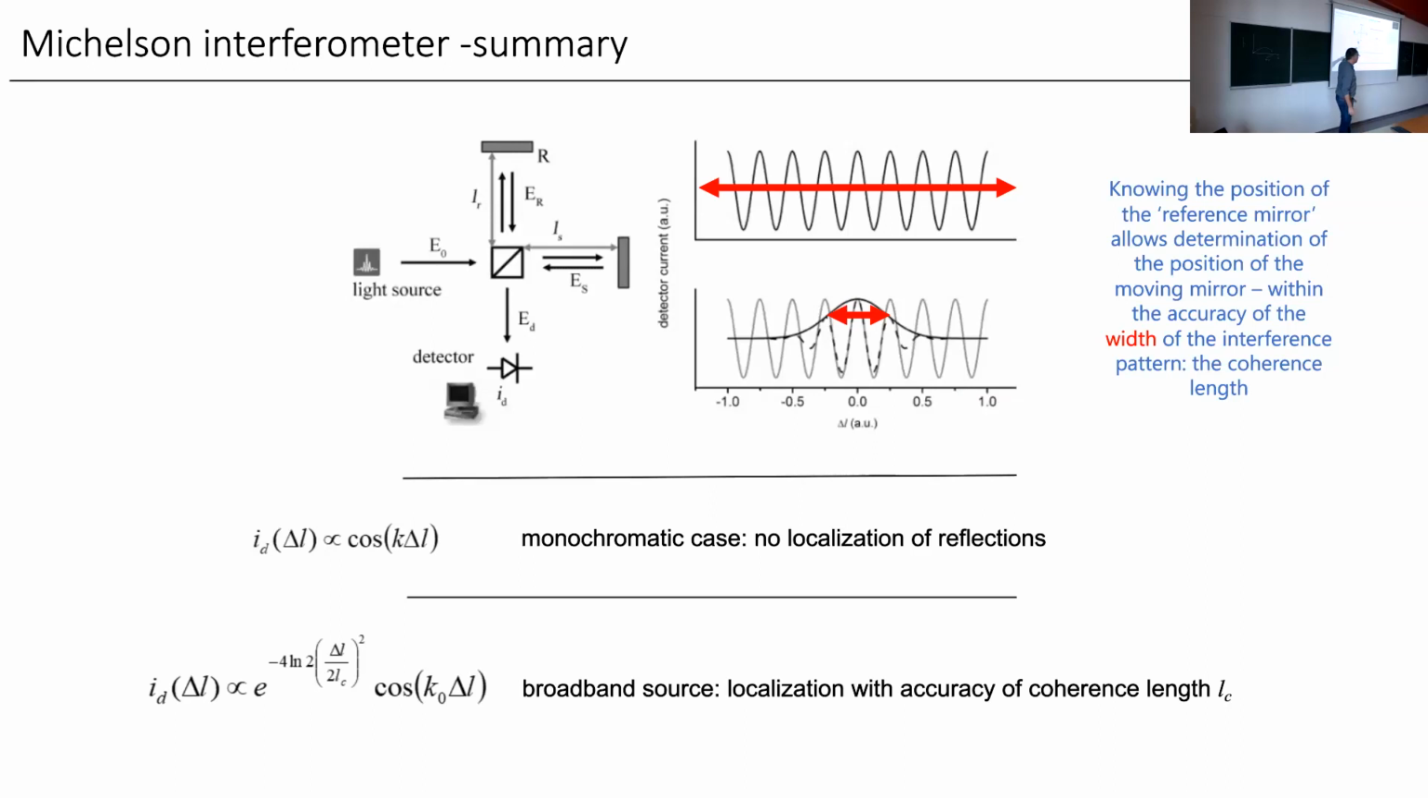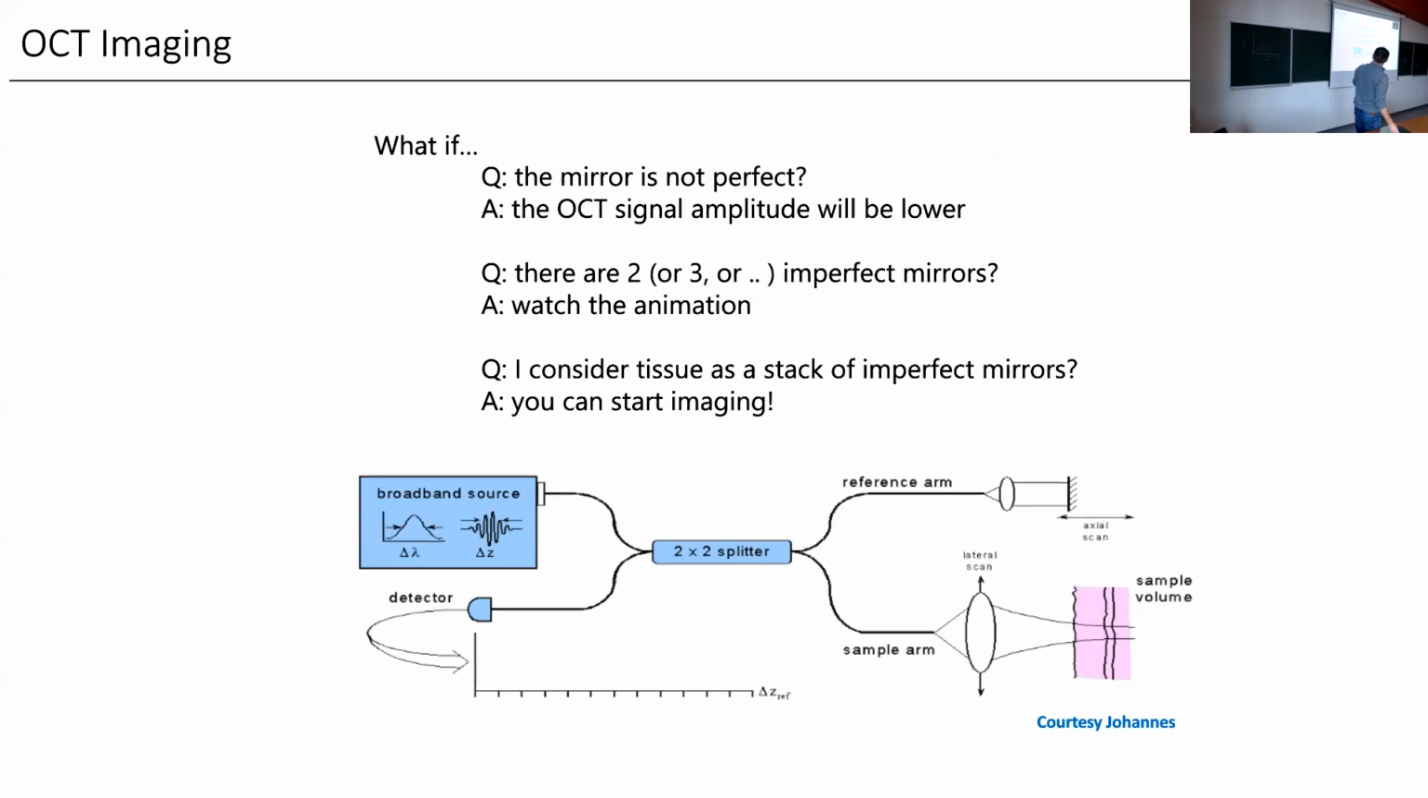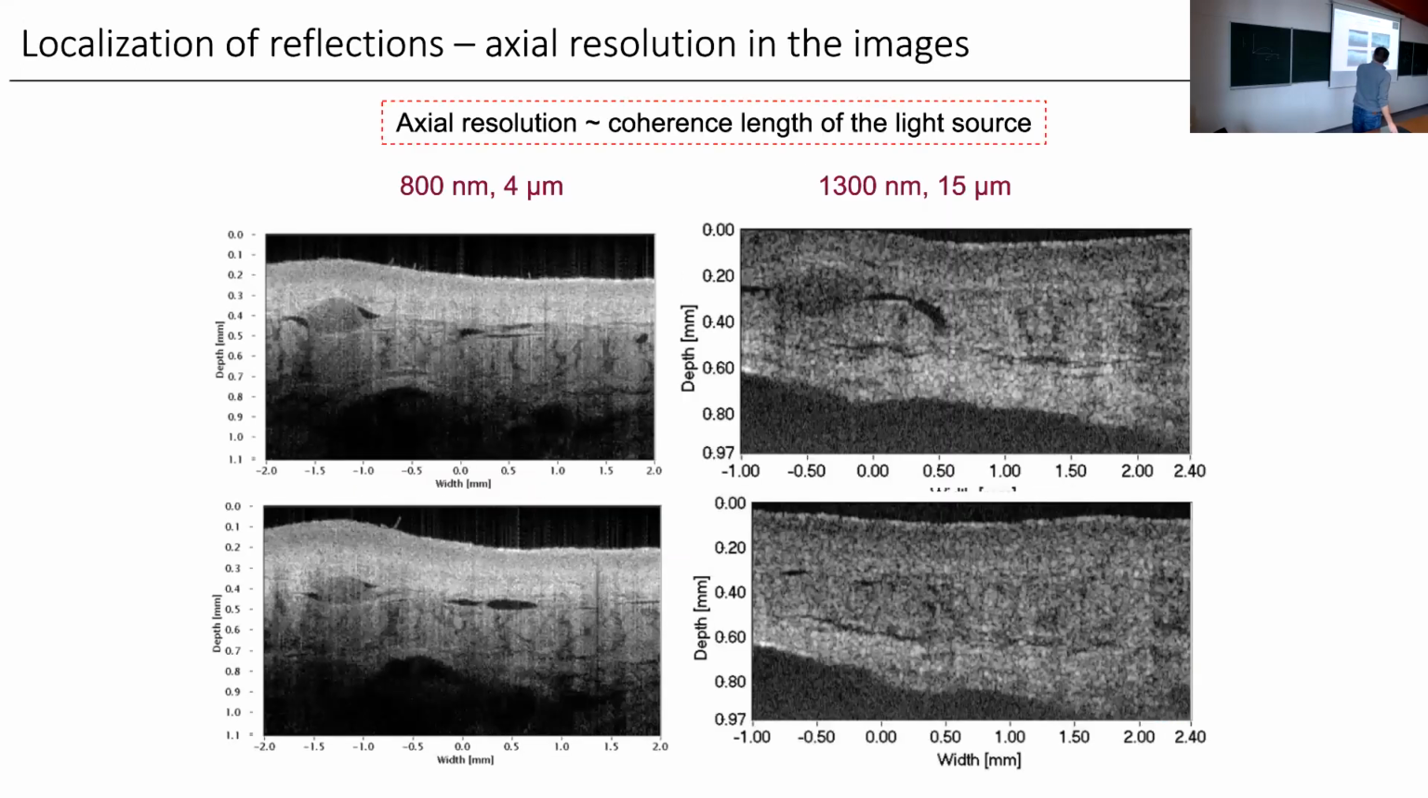For the monochromatic light source, we have no localization of the reflectors because the pattern will go on infinitely. And for the broadband light source, it's the expression with the Gaussian function. I have a localization with the accuracy of the coherence length, because this is the width of my function. Coherence length determines the resolution. So let me give you two examples of how it really matters.